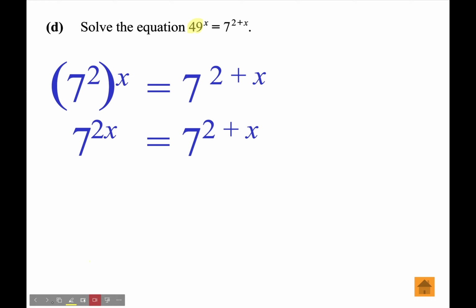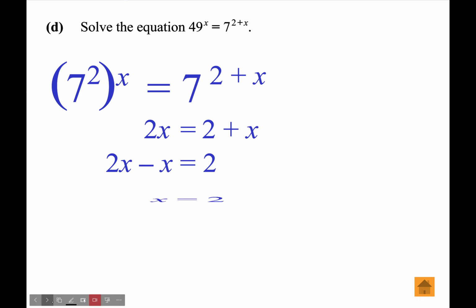The bases are the same, and because there's only one term either side of the equals sign, the only way the left hand side can be equal to the right hand side if the bases are the same is if the powers are the same. So I'm equating my powers there, and then I'm going to solve, and I'm going to get x is equal to 2.